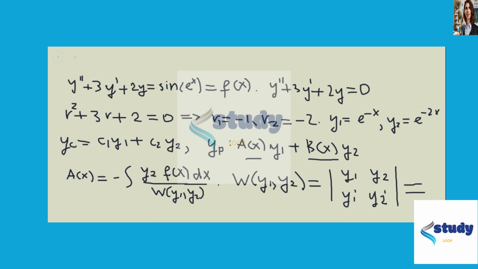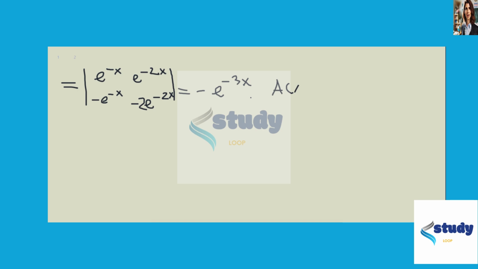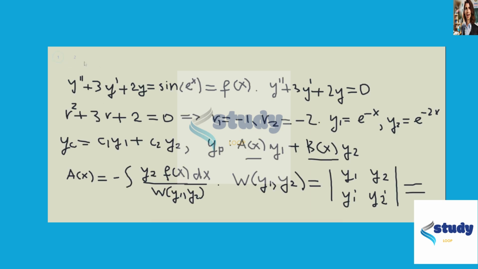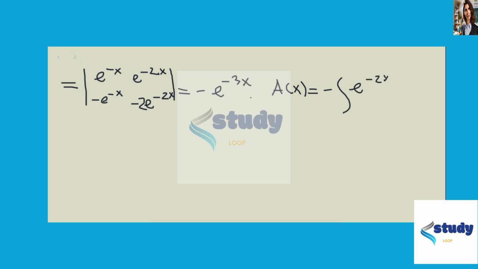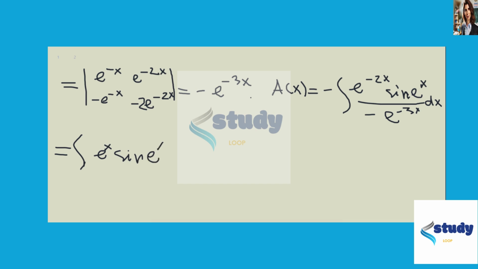So now we know all the ingredients: y2 f of x, which is this, and W. So let's do that here. a of x is equal to negative antiderivative of y2 times f, so that will be e to the negative 2x times sine of e to the x, divided by the Wronskian, which is just this guy here, so it's again negative e to the negative 3x, dx. After the negative signs cancel and some of the exponential terms cancel, we see that this is equal to the antiderivative of e to the x sine of e to the x dx.